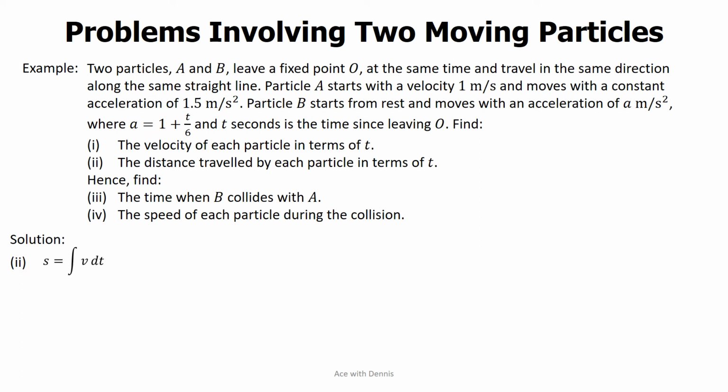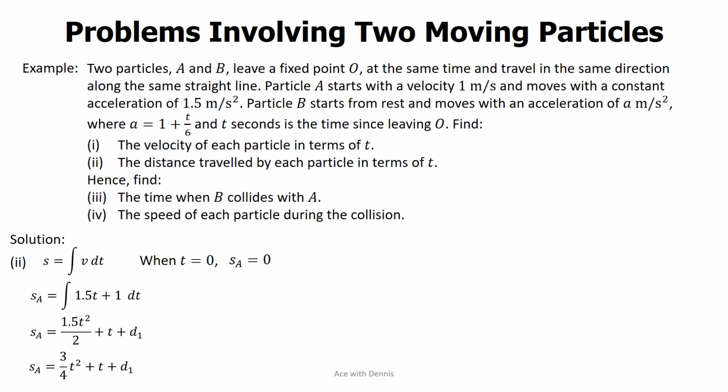Part 2. To find the distance, first we need to know the equation of the displacement, which is S equals the integration of V dt. So, the displacement for particle A equals the integration of 1.5t plus 1 dt, which gives us SA equals 1.5t squared over 2 plus t plus d1. Simplifying, we get SA equals 3 over 4 t squared plus t plus d1. And when t equals 0, SA is 0.